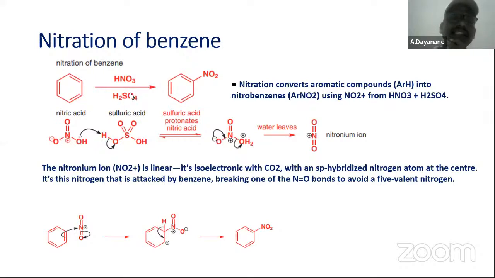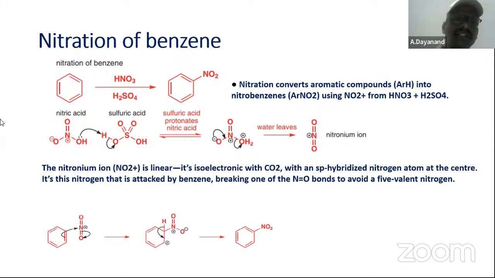Okay, here HNO3 and H2SO4. This is called the nitration mixture. Nitration converts aromatic compounds into nitrobenzenes. NO2+ is the electrophile, that is, the nitronium ion is the electrophile. How is the nitronium ion formed? What is the purpose of this sulfuric acid? The purpose is dehydration of this HNO3. The purpose of sulfuric acid is to remove a water molecule from HNO3.